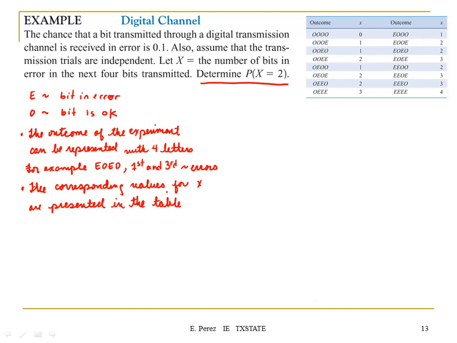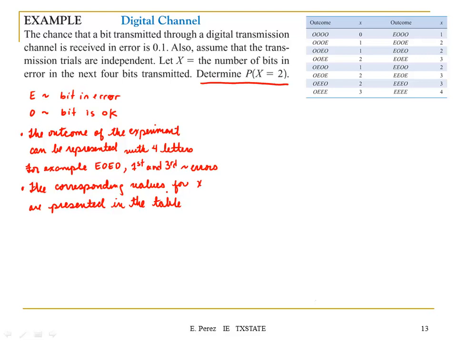So we are defining X, our random variable, as the number of bits that will contain an error. So if we look here, for the first one, there's no error, so that value for the random variable is 0. But for this one, we have 3 errors, so the random variable value is 3. For this one, we have 2 errors, E, O, E, O, so the random variable value is 2. Okay? So the value of the random variable is described based on the number of errors.